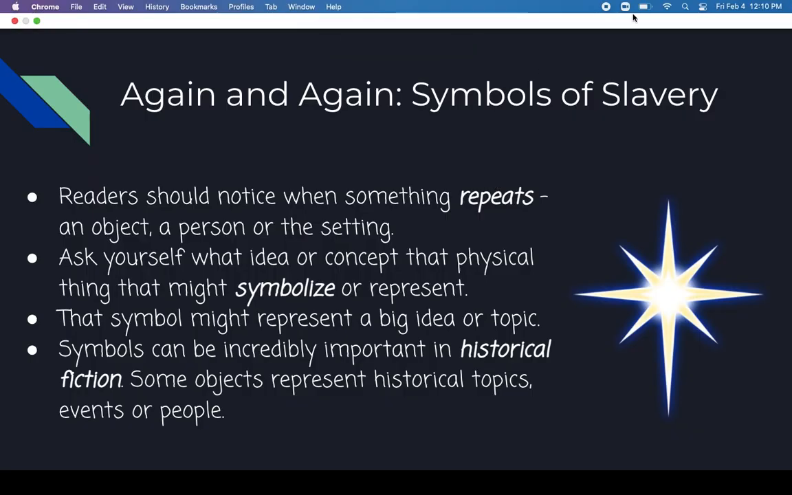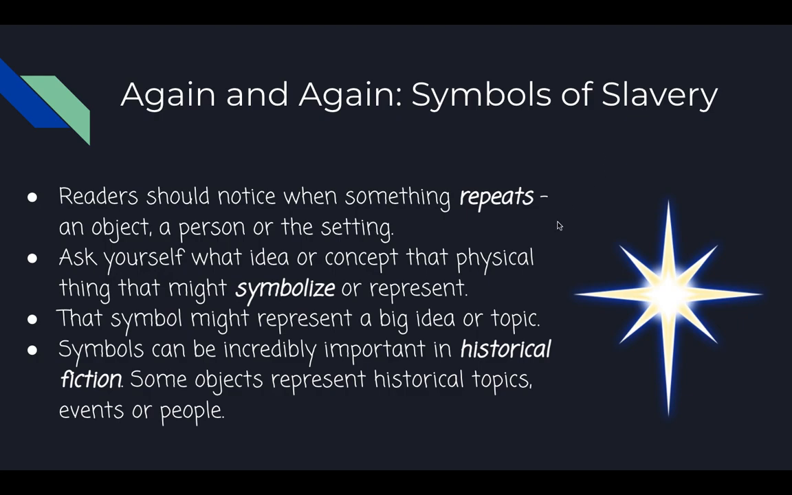Okay, guys, we are going to be talking about symbols of slavery, and we are going to use our signpost from the beginning of the year: again and again. So, readers should notice when something repeats. This could be an object, a person, or even the setting. You want to ask yourself what idea or concept that physical thing might symbolize or represent. That symbol might represent a big idea or a topic.